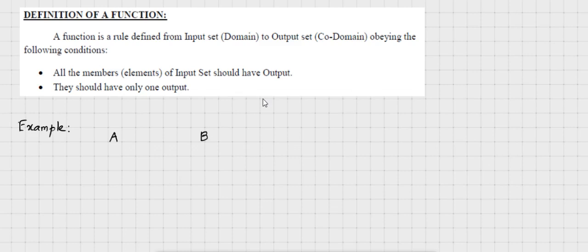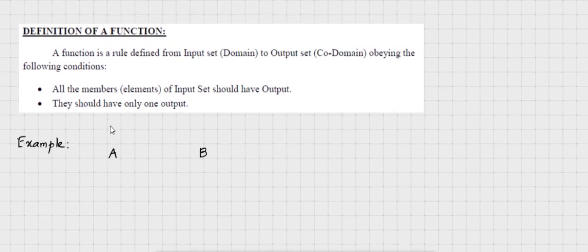A function is nothing but a rule. We can define any rule, that's not a problem. But mathematically, when that rule is called a function, that is what matters now. A rule is defined from one set to another set. From one set, which is called the input set, to B, which is called the output set. A rule defined from this input set to output set is called a function.